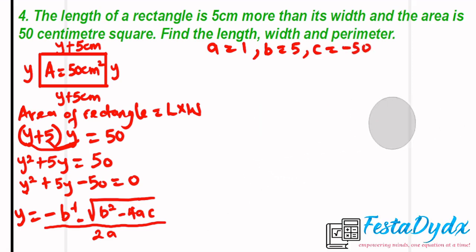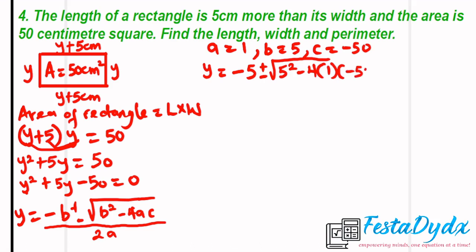So now we're going to be using the formula method. So y is equal to minus b, and the value for b is 5, plus or minus root b squared, which is 5 squared, minus 4, the value for a is 1 and the value for c is minus 50, all over 2a, and a is 1. So what we did here is substitute the values for a, b, c into the formula.